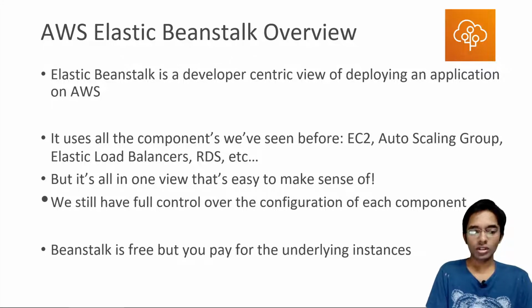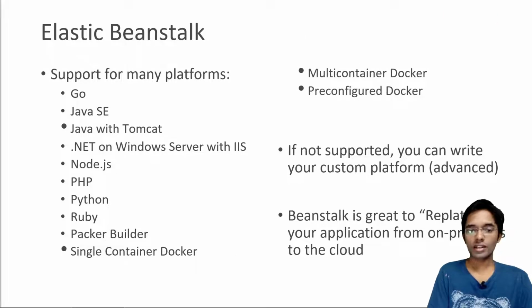Beanstalk has support for many platforms, and you have to remember some of them, like Go, Java with Tomcat, and that is very important, because if you have a Tomcat application on premise and you want to migrate to the cloud, Java with Tomcat is a great option on Beanstalk. Then .NET application for Windows Server, Node.js, PHP, Python, Ruby, and then we have Packer Builder.